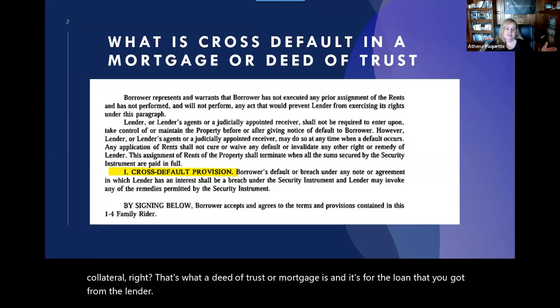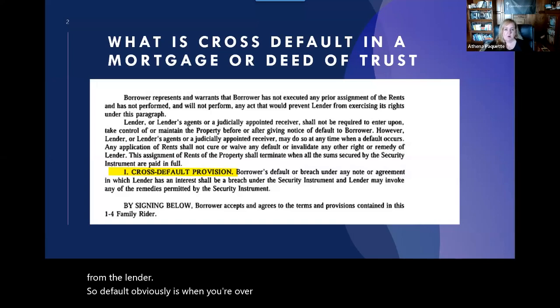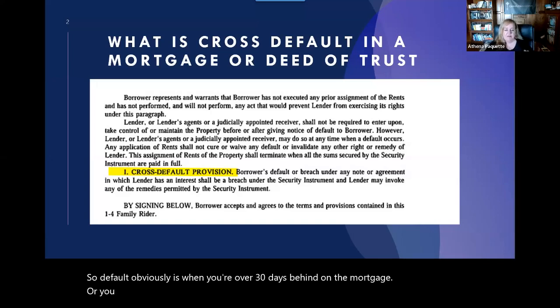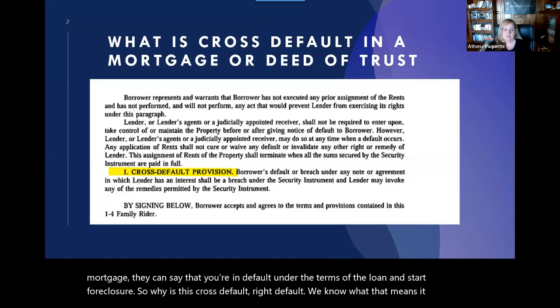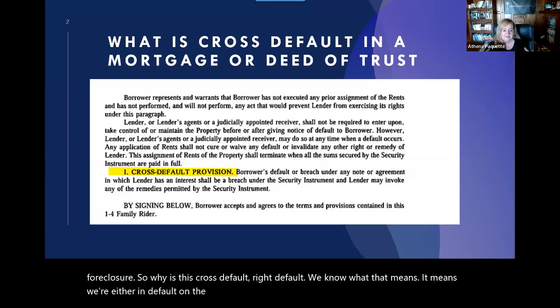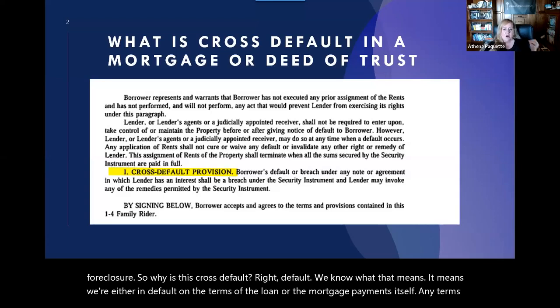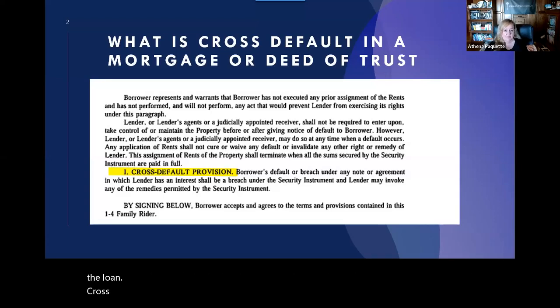So default obviously is when you're over 30 days behind on the mortgage or you don't upkeep the property. If you breach any of the clauses in the deed of trust or mortgage, they can say that you're in default under the terms of the loan and start foreclosure. So why is this cross default, right? Default, we know what that means. It means we're either in default on the terms of the loan or the mortgage payments itself, any terms of the loan. Cross default is really a powerful word. It means that if you're in default over here, you could be in default over here.